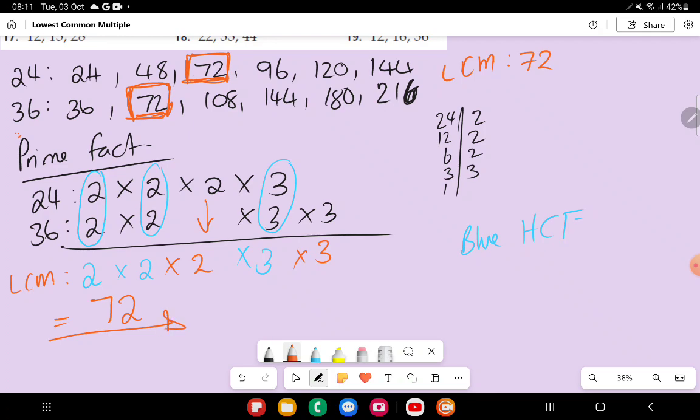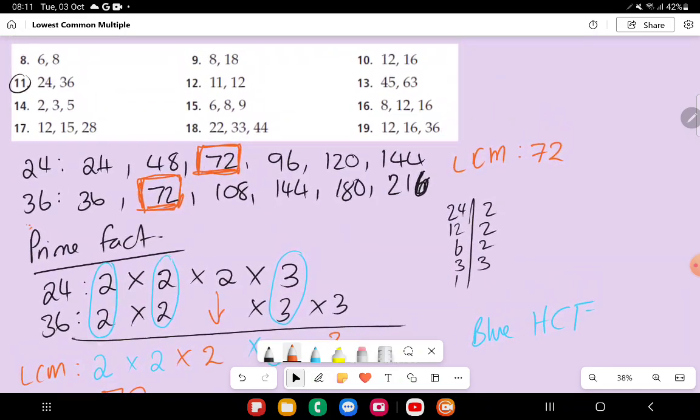So the difference between highest common factor and lowest common multiple. Highest common factor, I only bring down the numbers that are repeated in all of the questions. Lowest common multiple, I bring everything down only once. Let's try a different question.